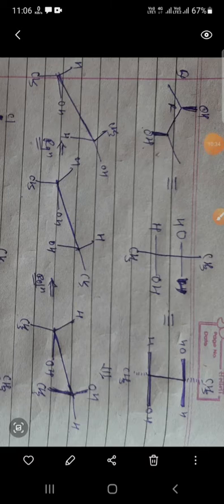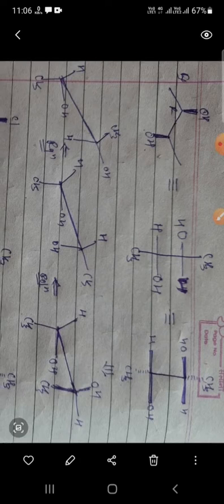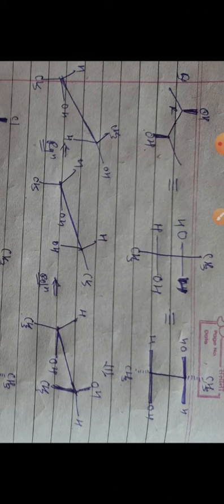Similarly, we can take some examples of how to draw the Sawhorse projection. After making more and more practice, we can become perfect at the Sawhorse projection. That's why we have to take as many examples as possible. You also keep on practicing at home, taking different examples, molecules in the books or any other net sources. You can practice at home. So this is another example. This is a glycol, we can say.